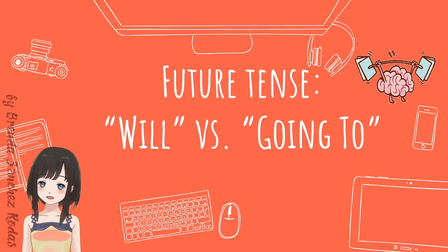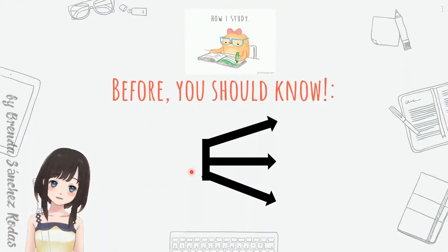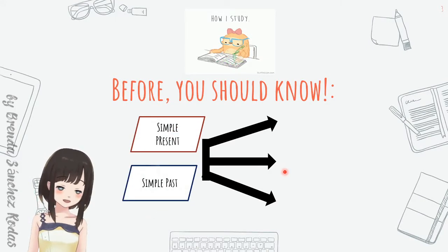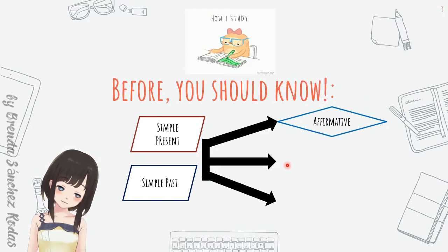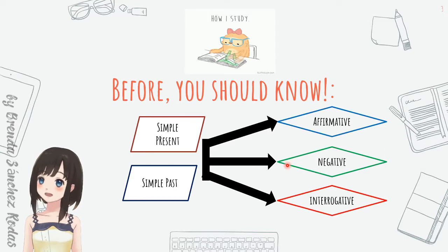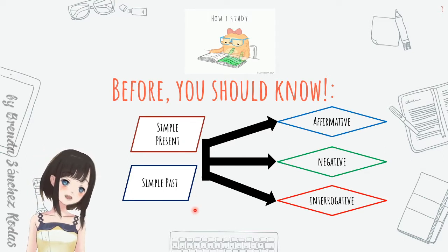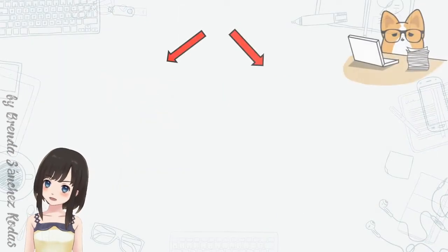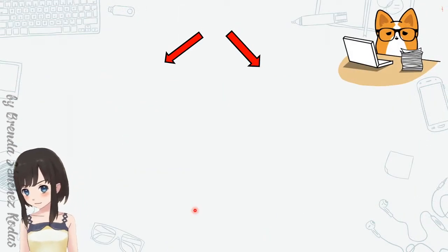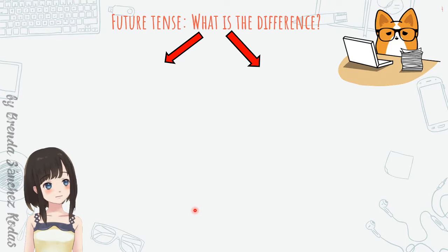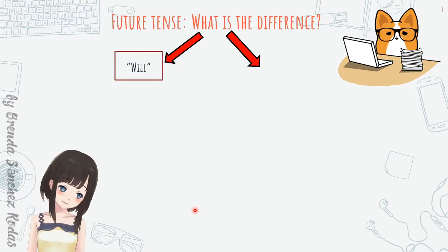Okay, so let's continue. Before this, of course, you should know simple present and simple past, and affirmative, negative, and interrogative. These three ways you should know how to form in simple present and simple past. Okay, so let's continue. We should know the difference: when do we use will and when do we use going to? Because both express future, but they have their differences, okay?